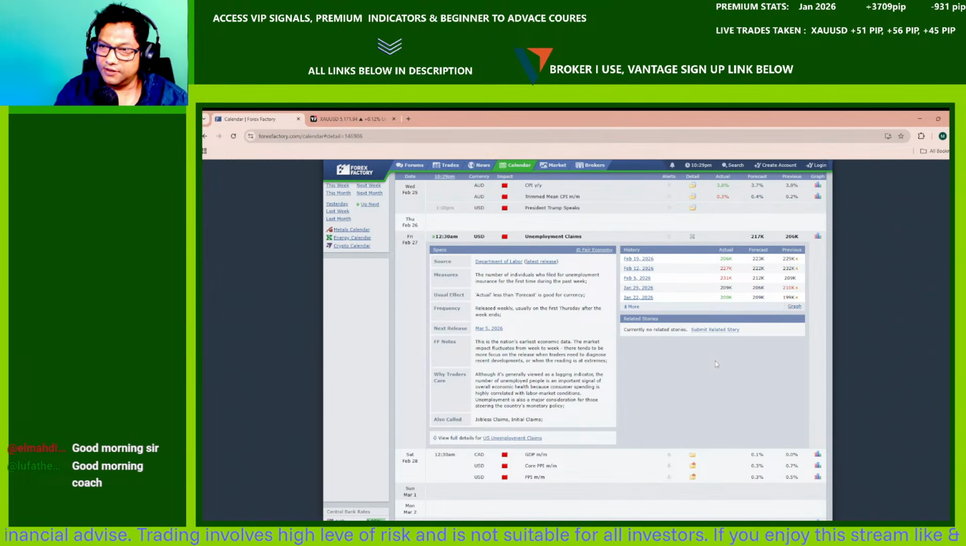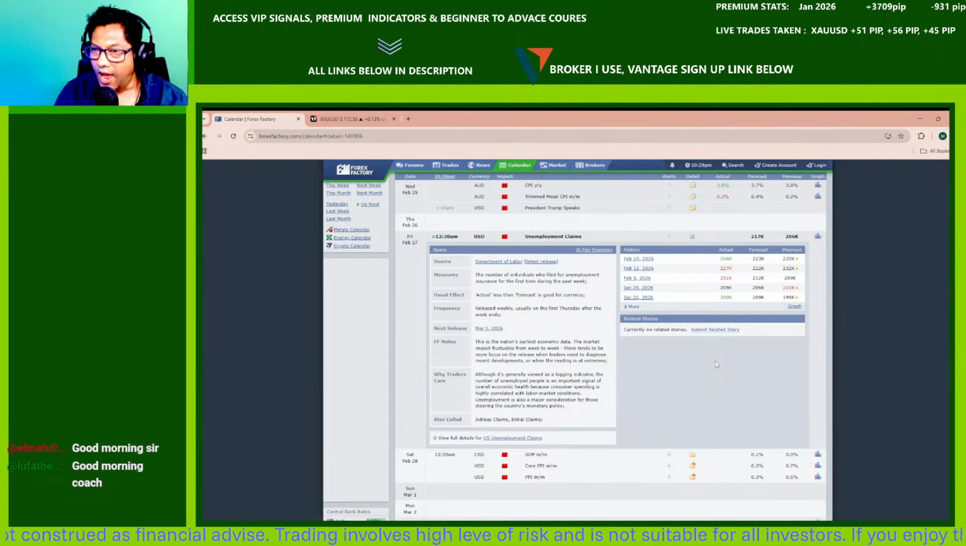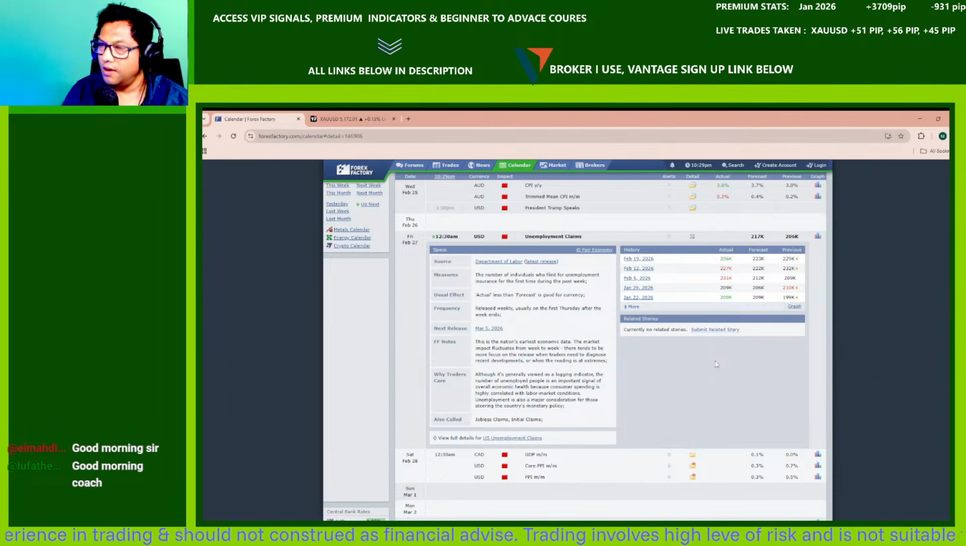What it says here: the number of individuals who filed for unemployment insurance for the first time during the past week. Actual less than forecast is good for currency. Released weekly, usually on the first Thursday after the... okay, so jobless claim or initial claim.